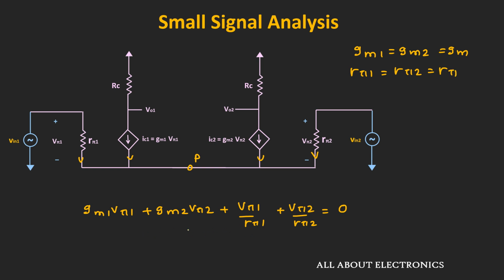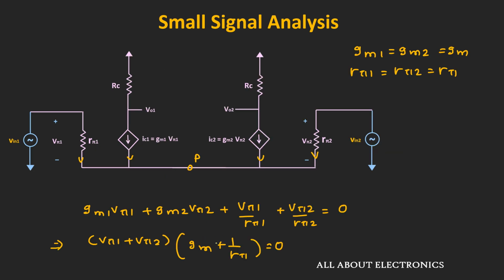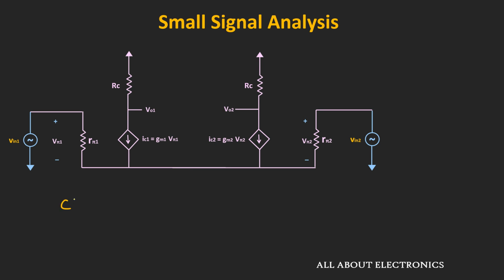So if we simplify this expression, then we can say that Vpi1 plus Vpi2 times gm plus 1 divided by rpi is equal to 0. Now we have just seen that this Vpi1 is equal to Vin1 minus Vp, while similarly this Vpi2 is equal to Vin2 minus Vp. That means from this expression we can write Vin1 minus Vp plus Vin2 minus Vp times gm plus 1 divided by rpi is equal to 0.